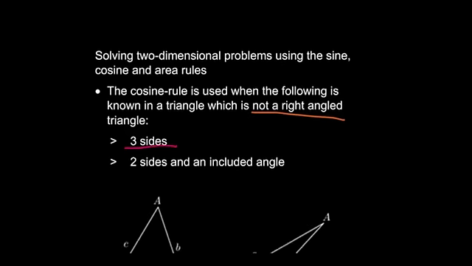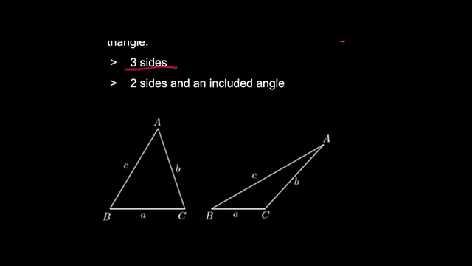So if you look at this triangle here, if you're given the length of C, the length of B, and the length of A, you can then apply the cosine rule. Or if you are given 2 sides and an included angle. So if you look at this obtuse angled triangle here, 2 sides, let's go for A and B, why not?